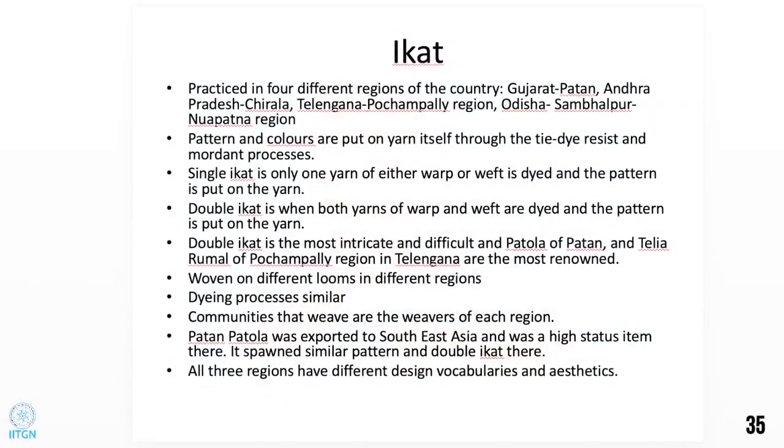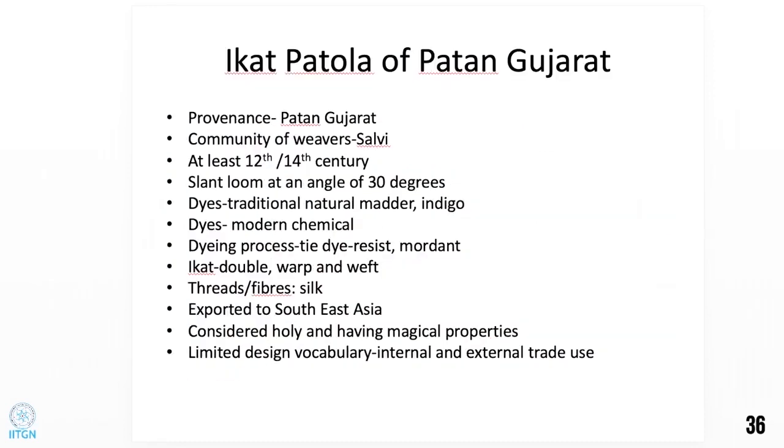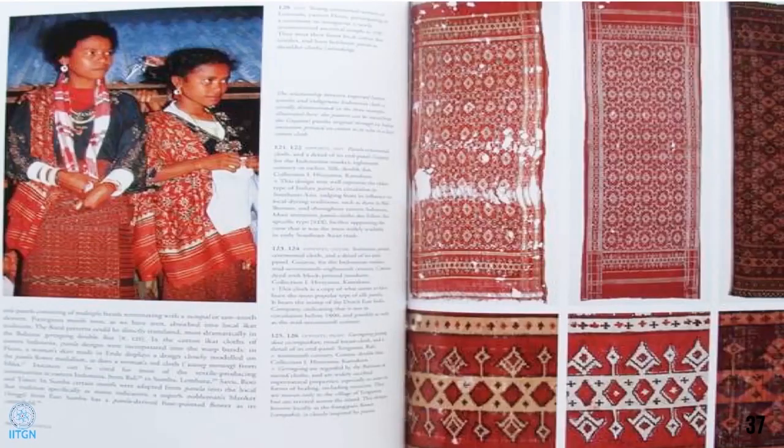Patan patola was exported to Southeast Asia, and it has been there since at least the 12th to 14th century, and it is considered holy and having magical properties. This is an image from a book. You see the shoulder cloths. It was so much prized. These are the shoulder cloths, like today's stoles, and these were important for every major ritual. They had to have it.